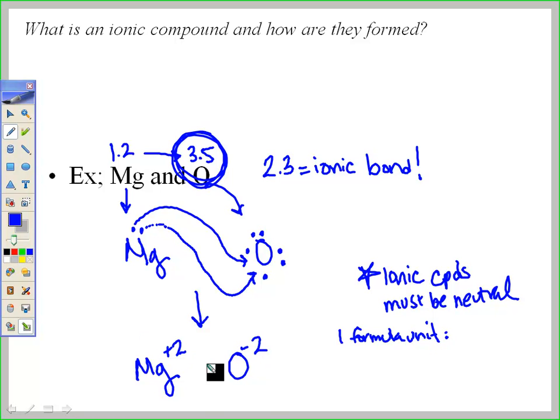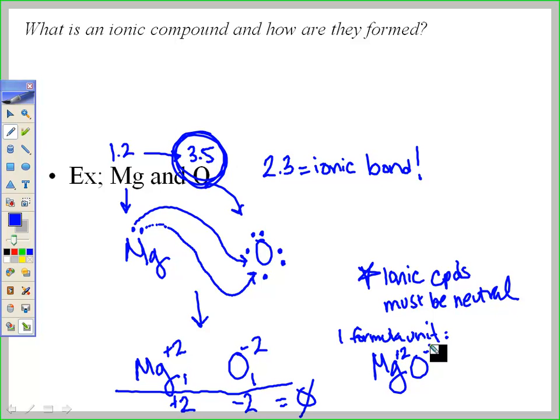Now the way that they are written right here, I have a +2 and a -2. If I had one of each, my charges would be balanced. So if I have a +2 and one of them, that would give me an overall +2, and a -2 and one of them, I would have a -2, and a +2 and a -2 gives me a 0 overall charge. So one formula would be Mg1 and O1, and since that's neutral, we can just write that as MgO. So that is the correct formula for a compound that's formed between magnesium and oxygen.